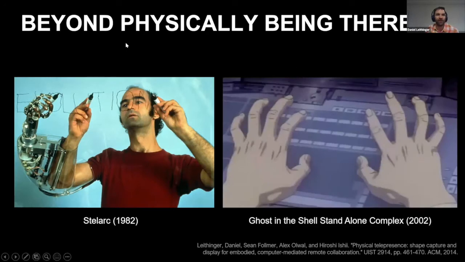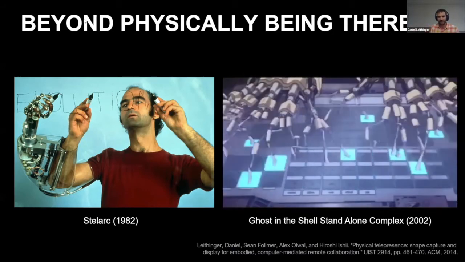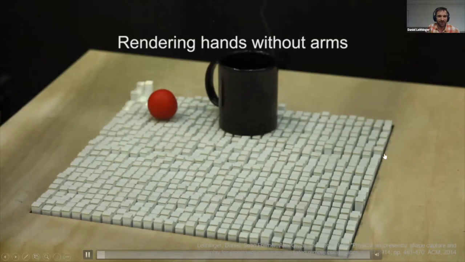What if we could have, for instance, instead of just two hands, could we have three? Could we just render an extra one and copy things? Or here, inspired by art and science fiction, instead of 10 fingers, what if I had 30? And so we started playing a lot with this idea of altering the shape.